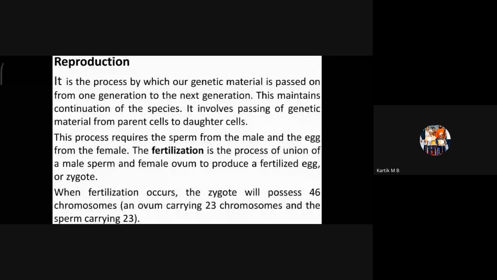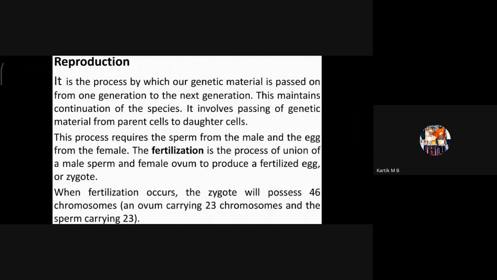So in unicellular organisms, they divide into two cells, then those two cells divide into four cells, then those four cells divide into eight cells, 8 to 16, 16 to 32, 32 to 64. Like this, they multiply into thousands, millions and billions of cells. So, this is the process of reproduction, in which passing of genetic material from parent cells to daughter cells happens.